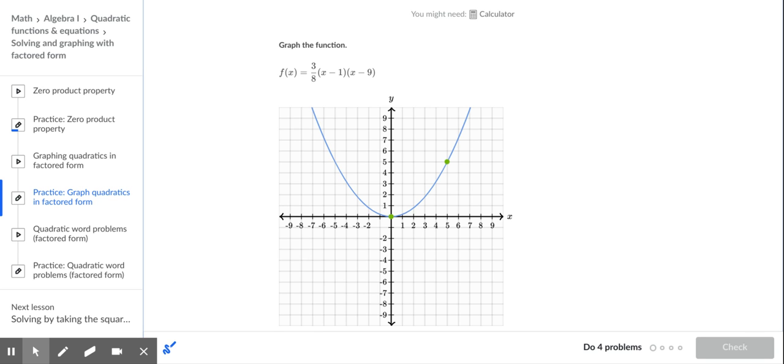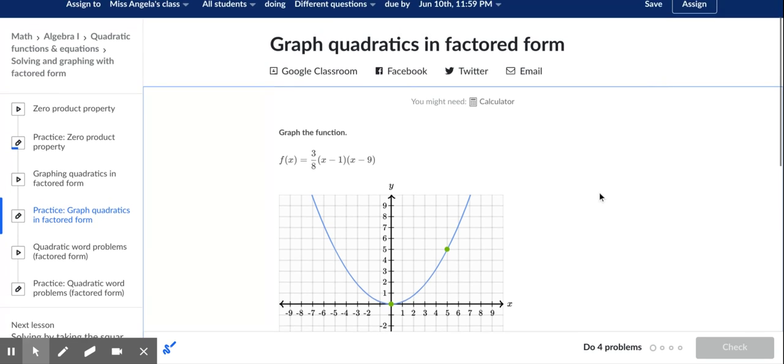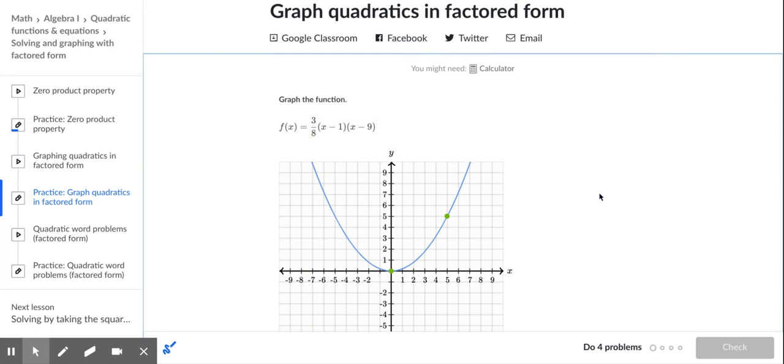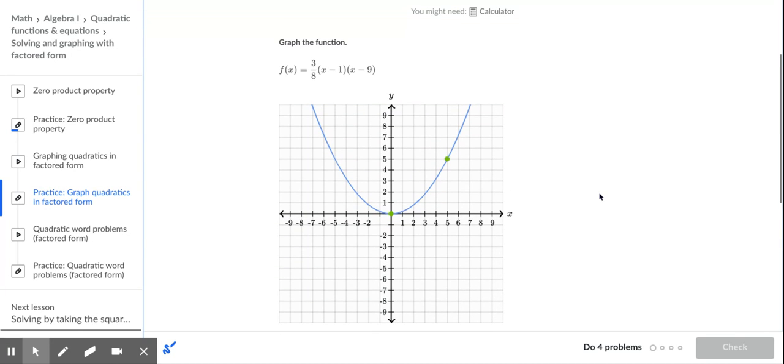Hello and welcome to graphing quadratics in factored form. This is our third form. Remember, we had standard form, we had vertex form, and now we have factored form. So in this video, we are going to be looking at this problem.